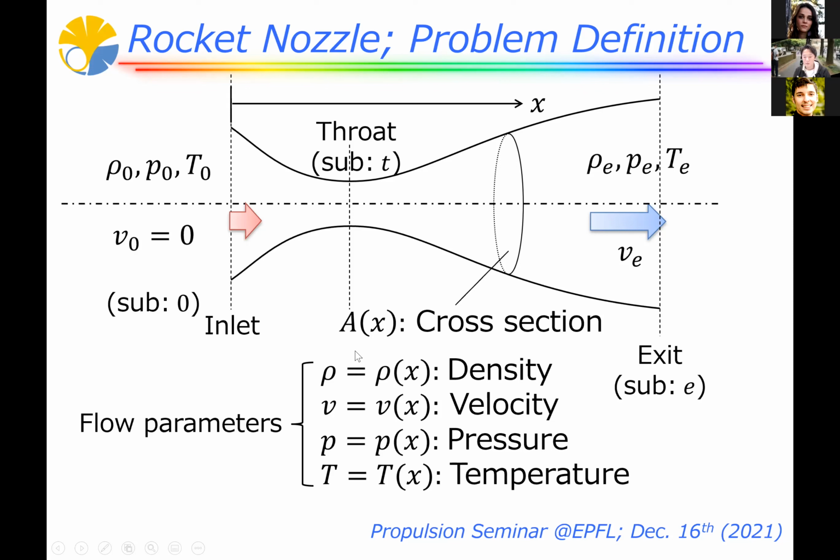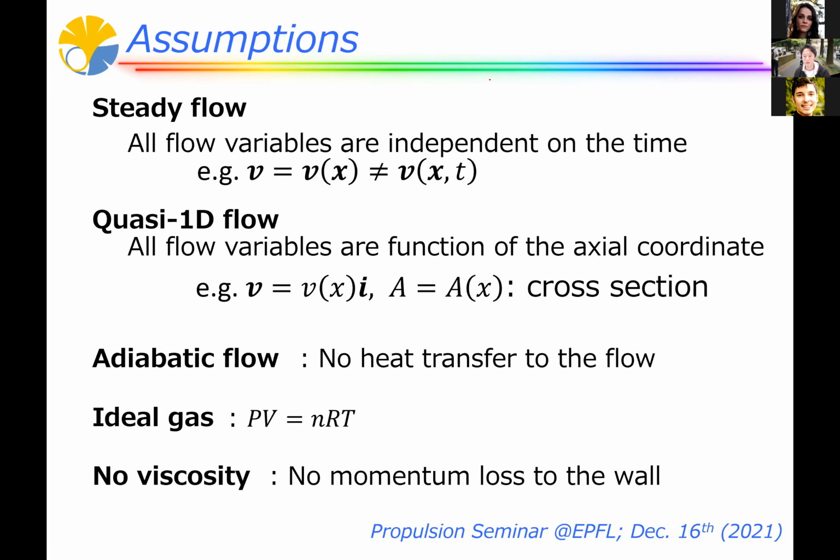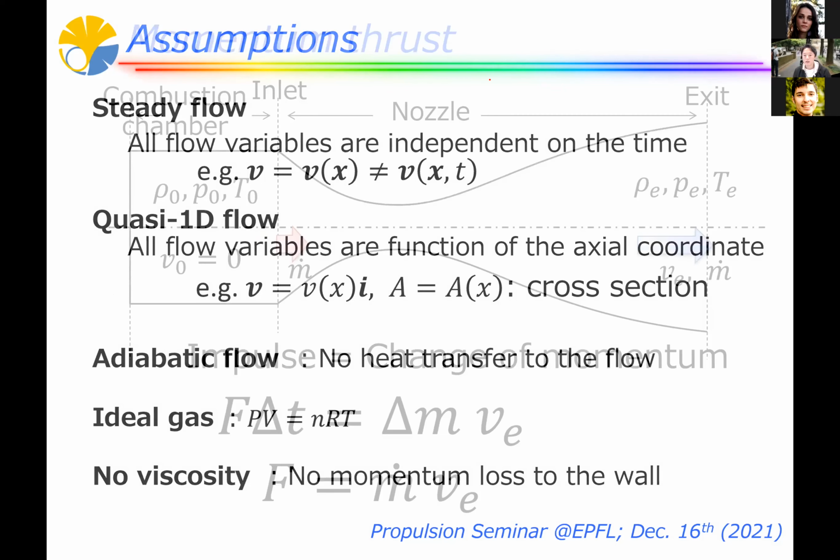And in this 1D model, the density, the pressure, the velocity and the temperature are changing along the x-axis, along this axis. So this is a very basic and very simple model of the rocket nozzle. But by using this nozzle, we can understand the basic characteristics of gas flow. And in this slide, I summarize several assumptions in this model. If you are interested in the detail of this model, please check these assumptions.